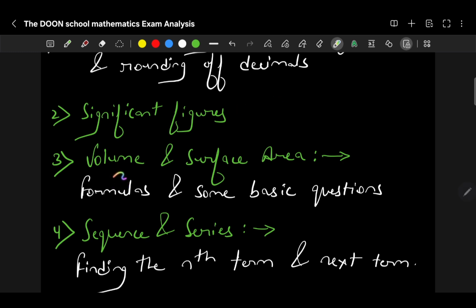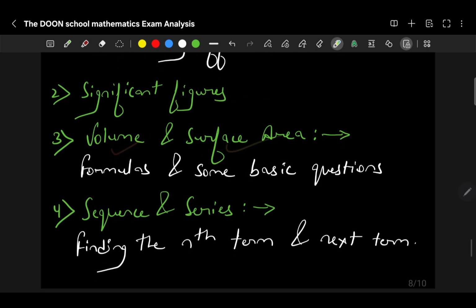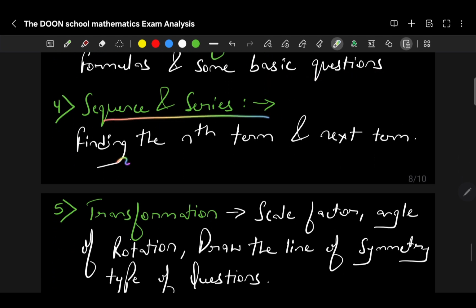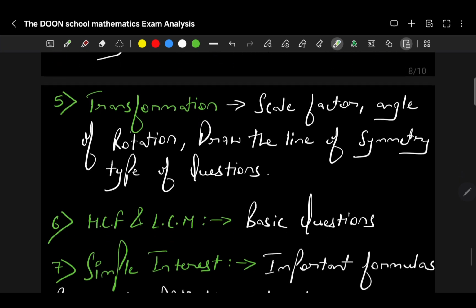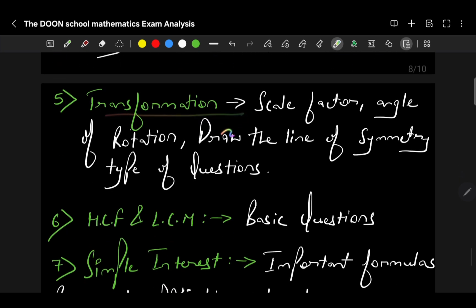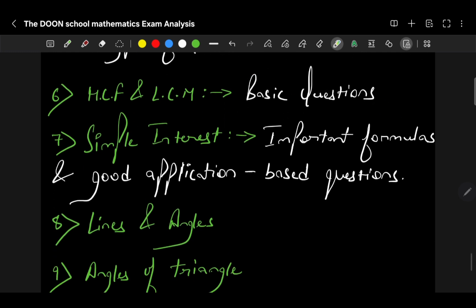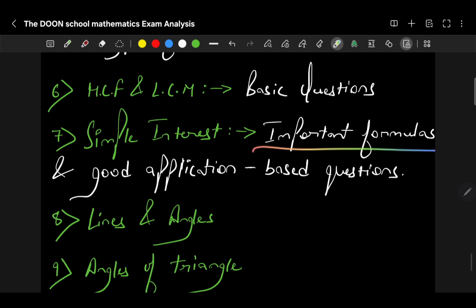Volume and surface area, as you have seen, questions were asked. Formulas and basic questions. Sequence and series, where you have to find out the nth term and the next term. And transformation, you don't have to learn how to do transformation, like how to rotate a figure. They won't be asking these questions. You should just know how to find the scale factor. If two figures are given and a large figure is given, what is the scale factor, angle of rotation, and line of symmetry. These types of questions can be asked. HCF LCM questions, basic questions, as you have seen above, one was asked. Simple interest questions, you should know the formulas and good types of questions.